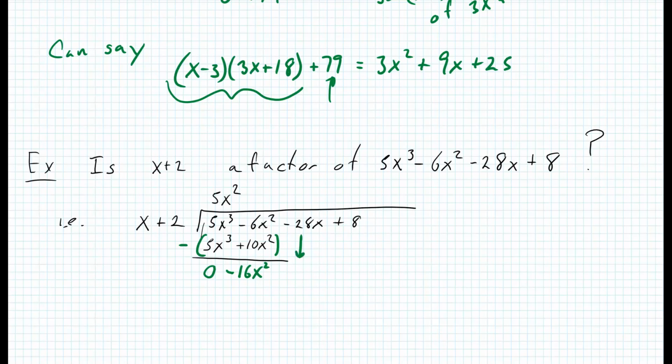So minus 28x. Now I need to know what I can multiply x by to get minus 16x squared. If I multiply by minus 16x, I'll get the right thing: minus 16x squared. And then I multiply minus 16x times 2, so that's minus 32x.